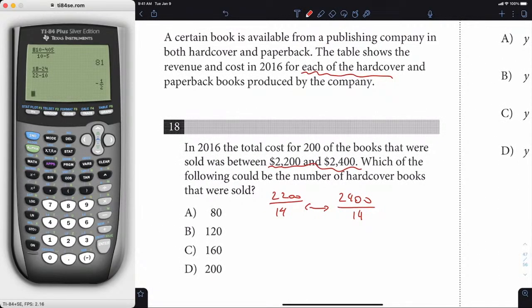So let's figure out what these are. 2,400 divided by 14 is 171 point something. I don't know. It's got to be between 171 and, let's see, 2,200 divided by 14 is 157. So it's got to be between 157 and 171. The only one that lies between there is C, 160.